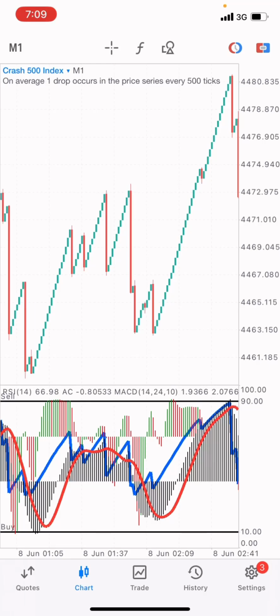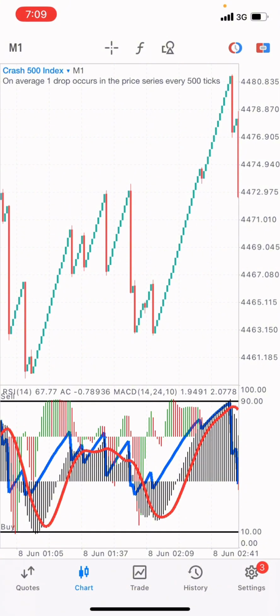In this video, I'm going to share with you how to trade and avoid spikes on Crash 500 index. So I want you guys to pay close attention to what I'm about to share with you right now. You can see that we have three indicators on our chart right now. I'm going to share with you how this indicator works before I show you the parameters and the settings for this indicator.